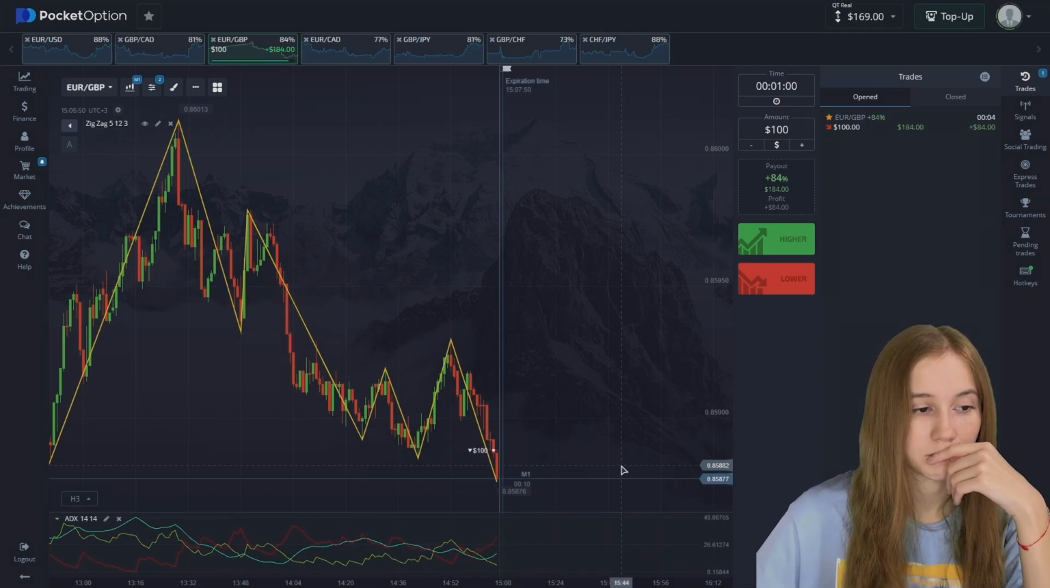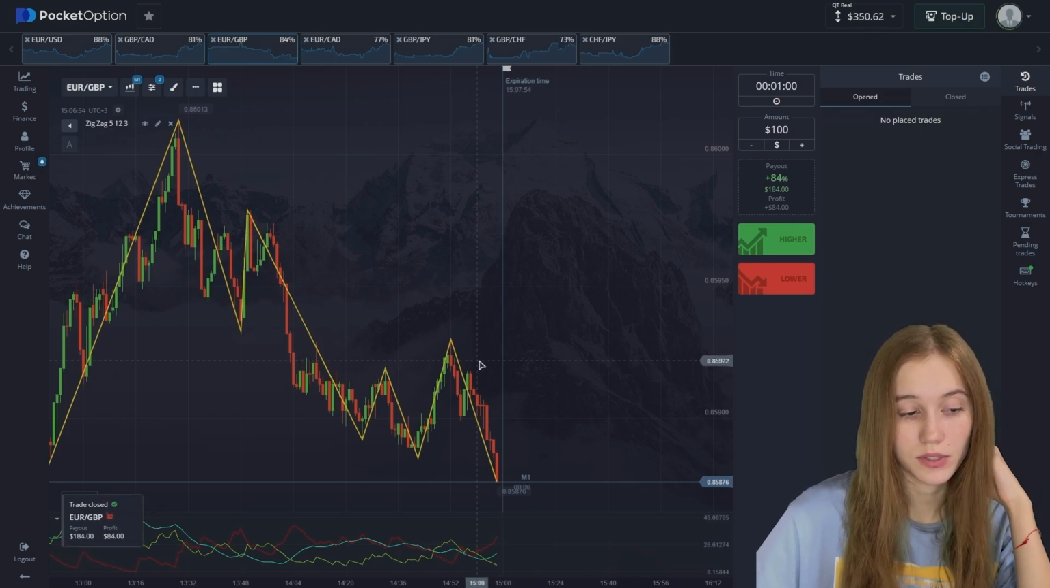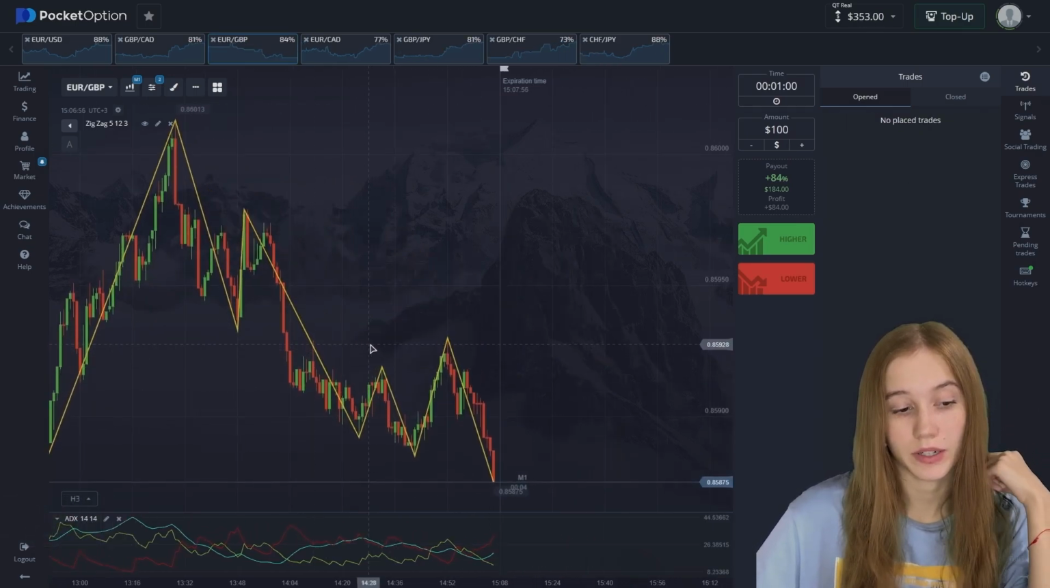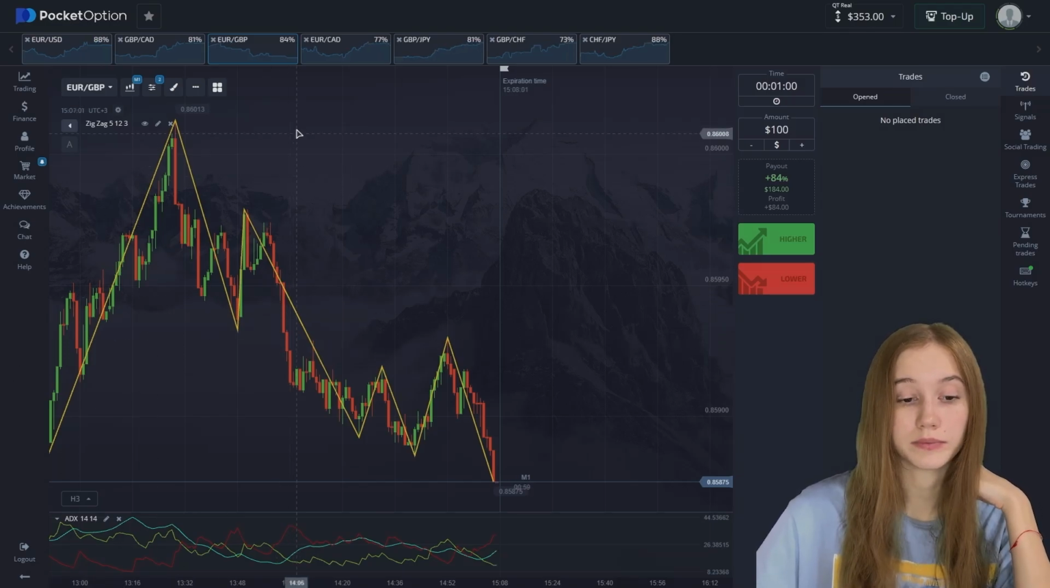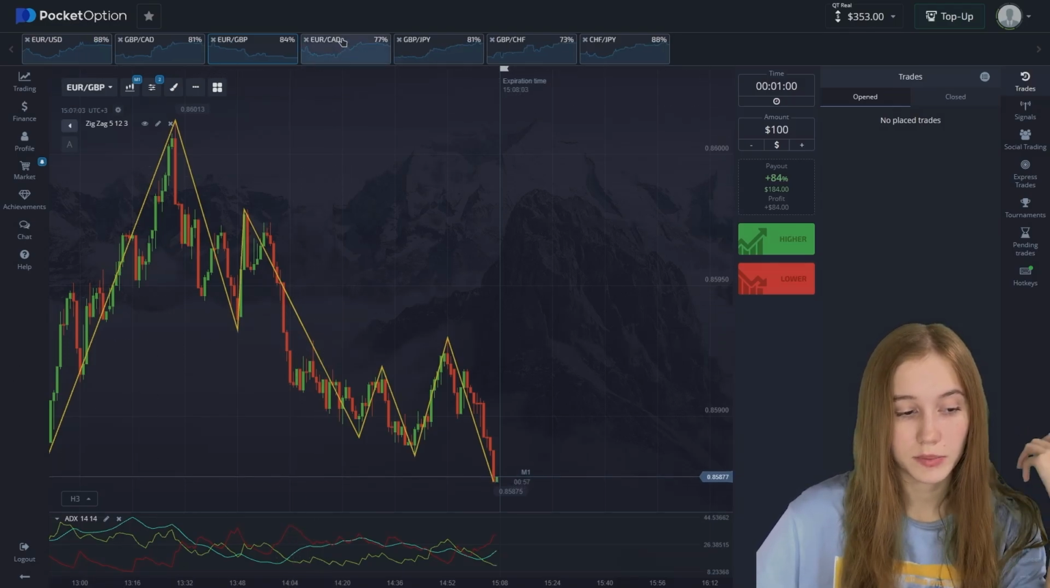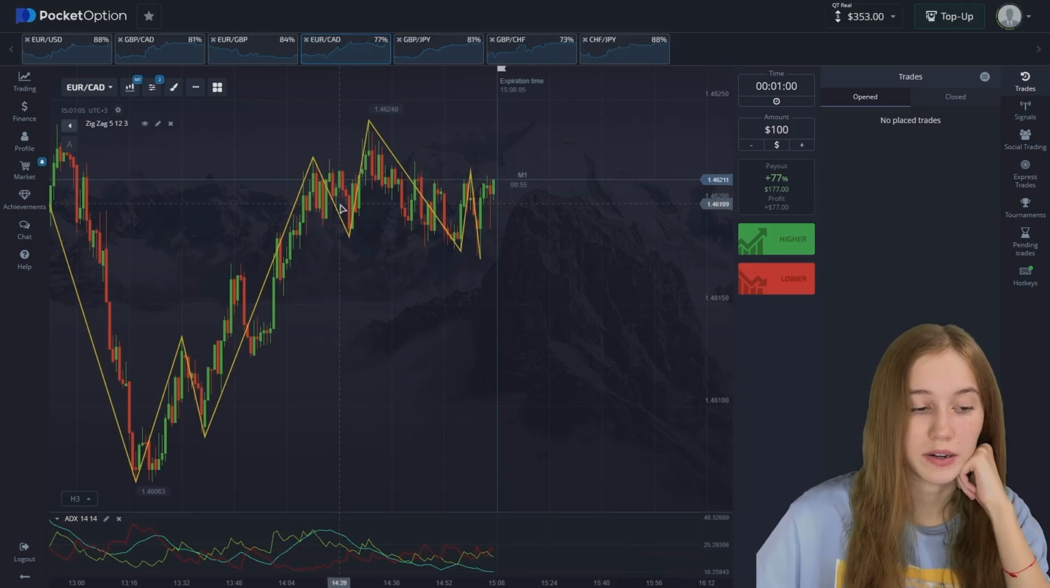Let's see. 2 seconds left until the end of our deal. Yeah, excellent, the deal closes on profit. Good. The balance is growing. Let's move on. Fourth currency pair.